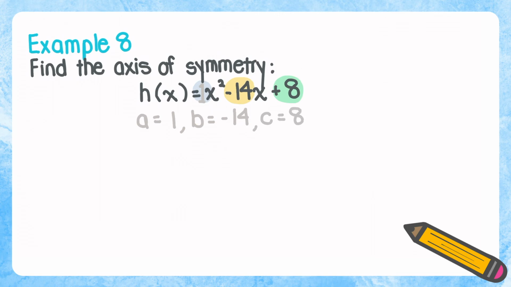Let's find the AOS. I write the formula: x equals negative b over 2a. What do I replace b and a with? Well, I'll have negative, and then parentheses, negative 14. And then for the denominator, I'll have 2 times 1. This is because b equals negative 14 and a equals 1.